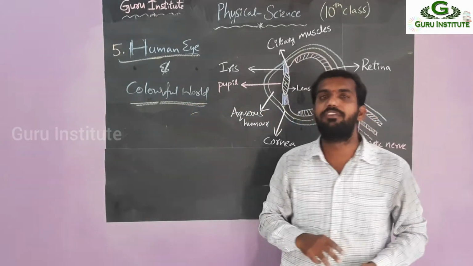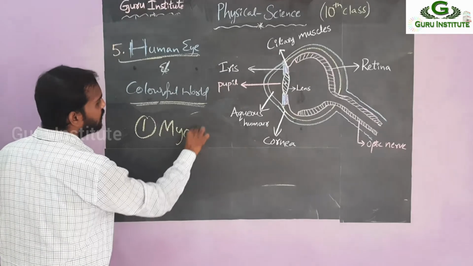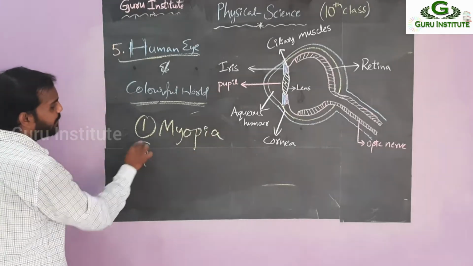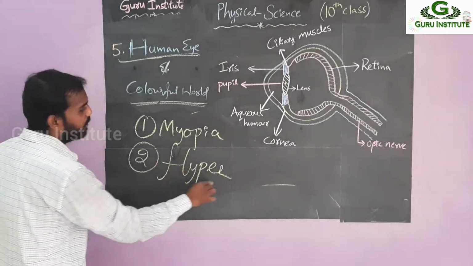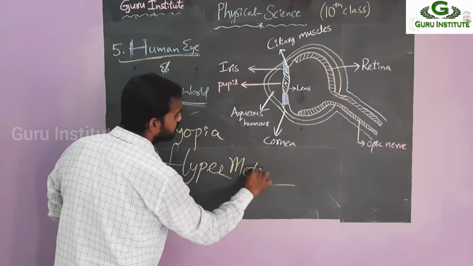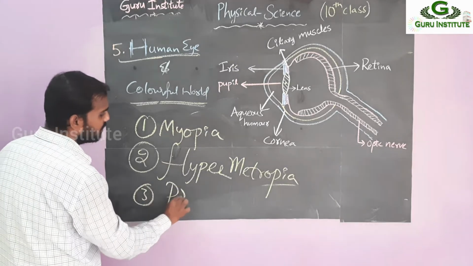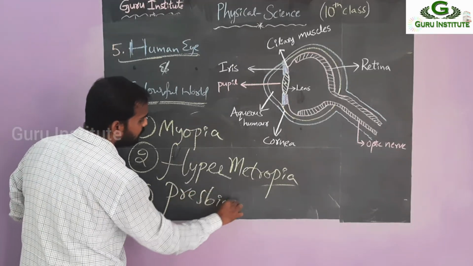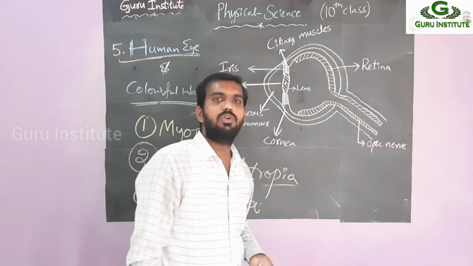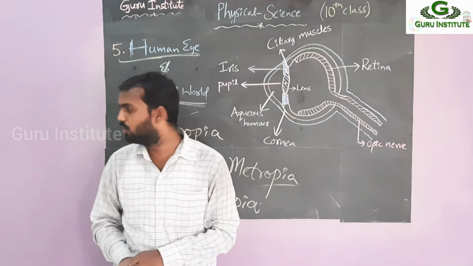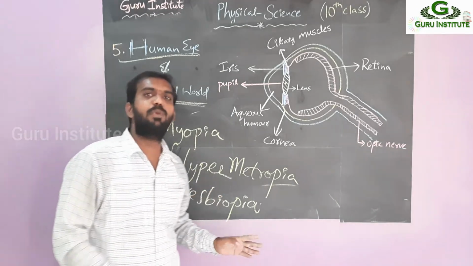So we have three types of eye defects. The first type of defect is called myopia. The second type of defect is called hypermetropia. And the third one is called presbyopia. So this is about the eye defects. Simply, three types of defects are there: myopia, hypermetropia, presbyopia.